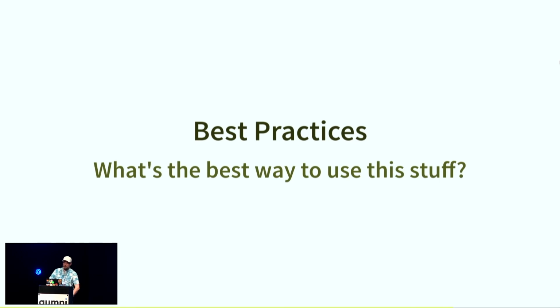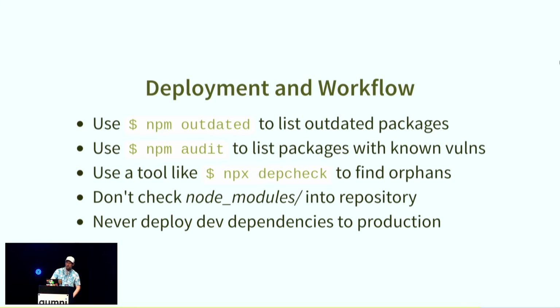Cool, let's look at some best practices. What's the best way to use all this stuff? Well, with regards to deployment and workflow, you should periodically run the npm outdated command. That's going to tell you any packages that happen to be old. Theoretically, authors are constantly improving packages, maybe even adding features, making them more performant, fixing vulnerabilities. So probably every few months, depending on the size of the project, you'd want to keep that up to date.